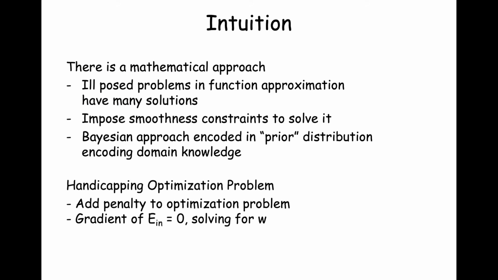So let's take a look at the intuition. Now, in mathematical function approximation, when you have an ill-posed problem, there are multiple solutions from which you can choose. The best choice, when you have many from which to choose, is the smoothest solution. You can add constraints to that effect in order to encourage the selection of smooth solutions. In Bayesian methods, they directly encode this idea of smoothness with the prior distribution encoding domain knowledge. Effectively, when you have an optimization problem, one way you can impose this smoothness is to add a penalty term to the optimization problem, then take the gradient of this new version of in-sample error, set it to 0, and solve for your hypothesis, the weight vector W.